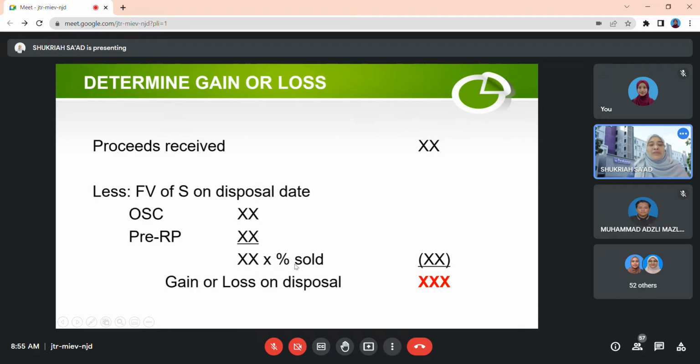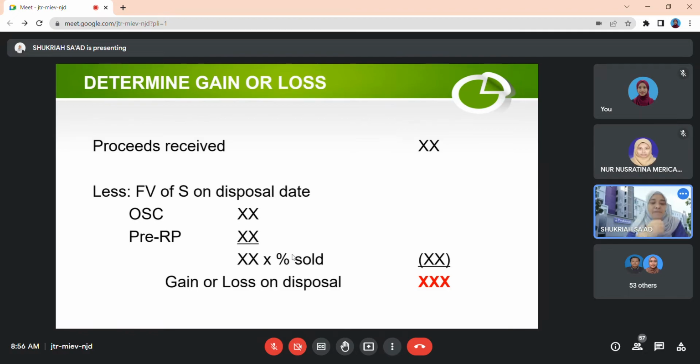Don't forget to multiply with the percentage sold. Okay, percentage sold is the percentage disposed. How many percent you dispose. So this needs a calculation. You cannot take whatever disposal amount is given. For example, you received the question, class, right? The Zigzag question. Now look at the information on the disposal. Information number 2. On 1st April 2019, Zigzag disposed 20%.